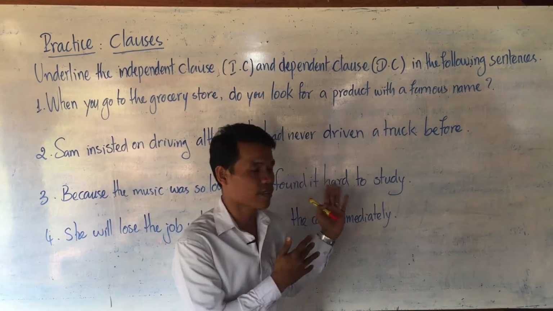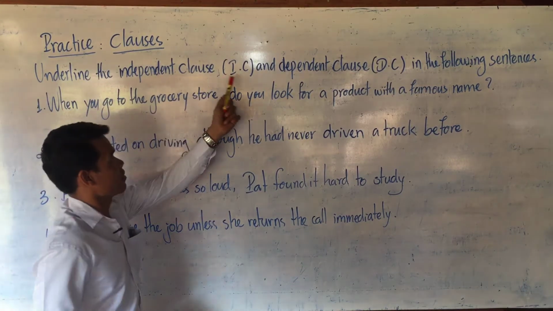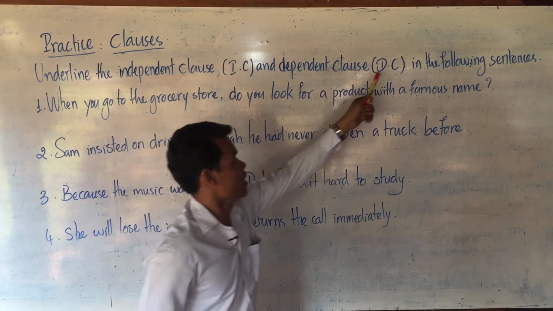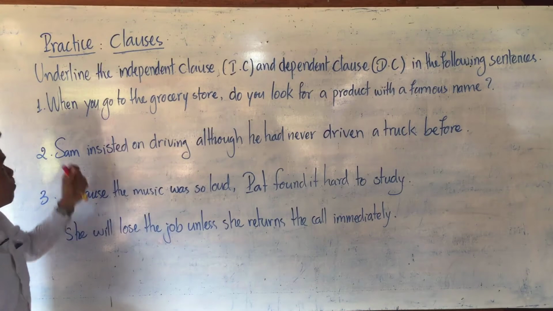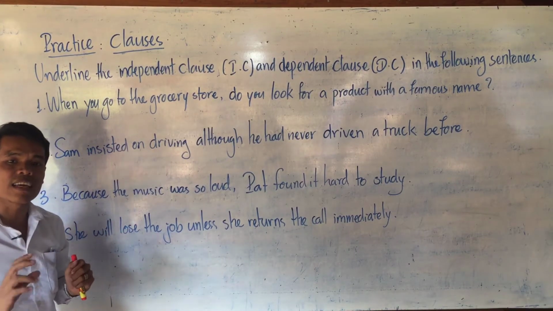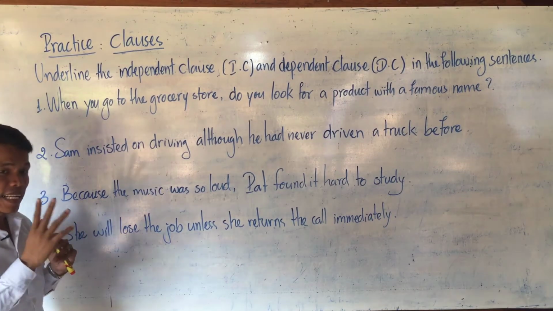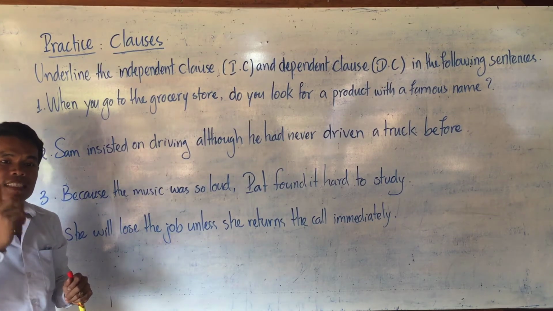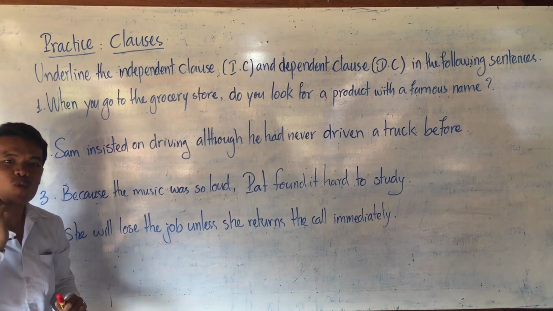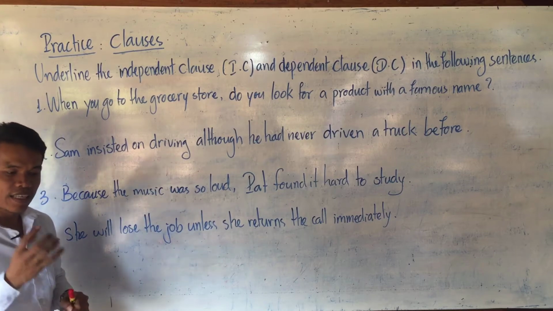Well, look at the board with me. Underline the independent clause, IC, and dependent clause, DC, in the following sentences. Before you can choose it correctly or underline a clause correctly, the first thing you have to ask yourself is: what is a clause? And then, what is an independent clause? And the other is, what are dependent clauses? So, go with me there.